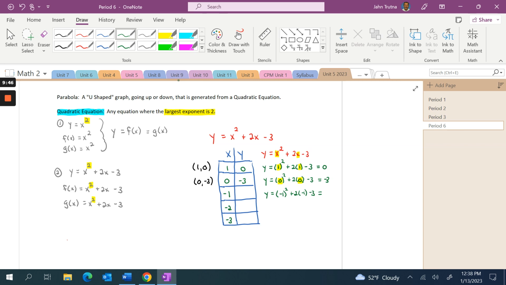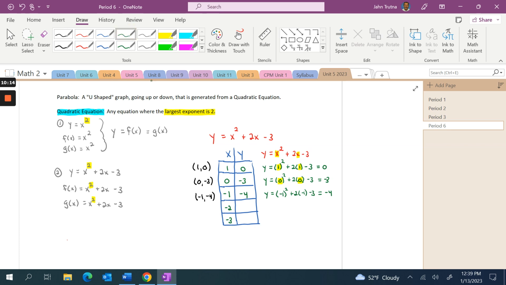I'm going to pause. Go ahead, say it out loud. I'm listening. -4. I heard a bunch of you saying it. That was amazing. Thank you so much for participating. That means y is equal to -4. So what that does for my table is it creates the ordered pair with the coordinates -1, -4. Okay, let's do it again.